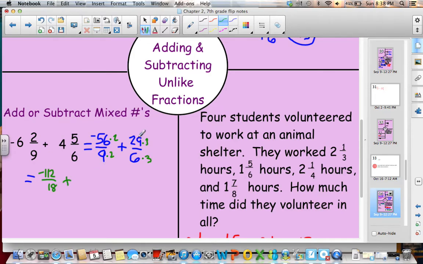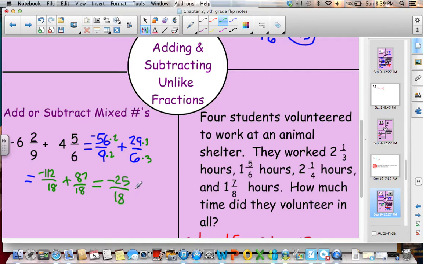And then I have 29 times 3 is 87. I know that 30 times 3 is 90. And then since it's 1 away from 30 times 3, so 1 times 3 is 3, subtract 3, that's how I get 87, over 18. So I have negative 112 plus 87, which results in negative 25 over 18.